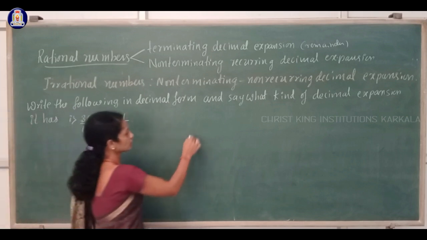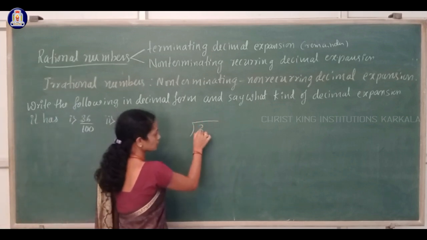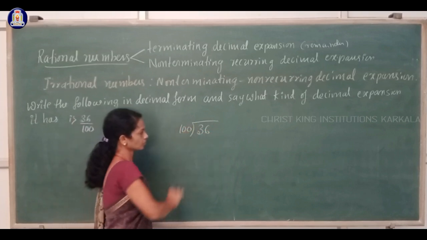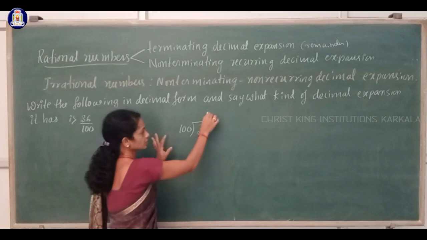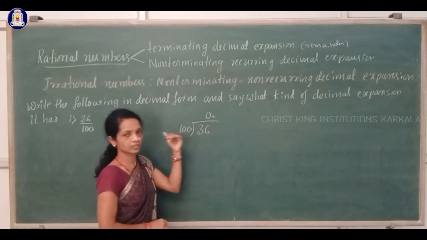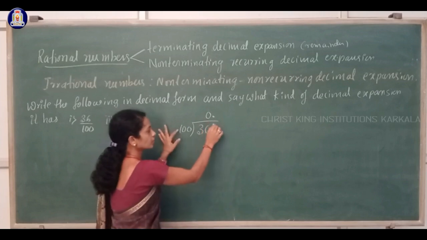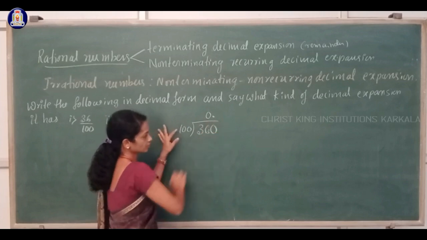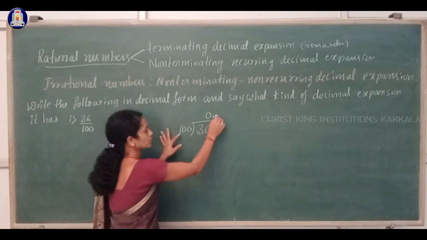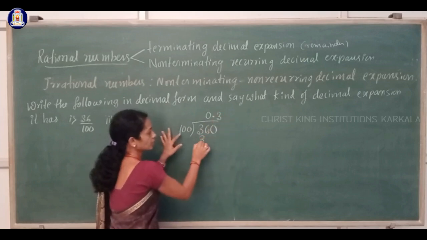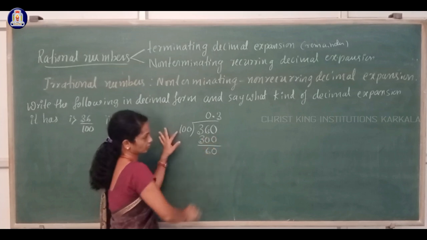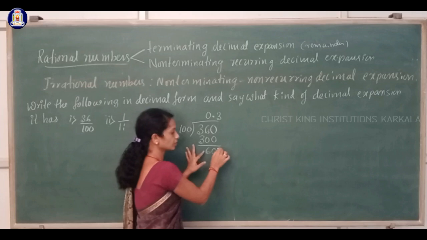So now first 36 by 100. 36 you have to write inside and 100 you have to write outside. 100 doesn't divide 36. So take a 0 and put a decimal point, because there are no digits. And after that take a 0 with this 36. Now 360. 360 how many times? 100 divides 360 3 times. Okay, 3 times 100 is 300. And what is the remainder? Remainder is 60. Okay, take a 0 with this 60.